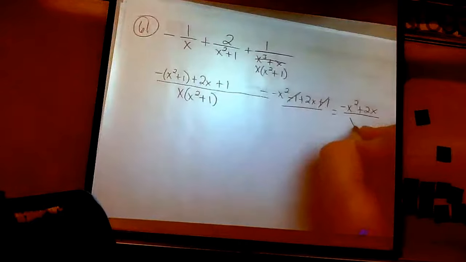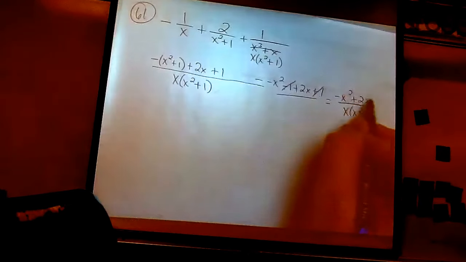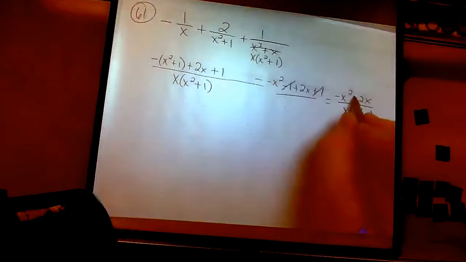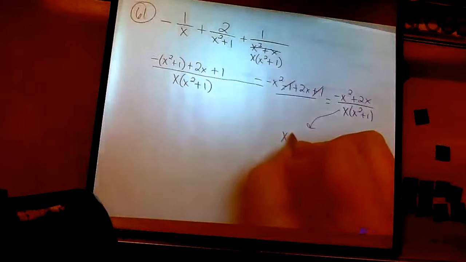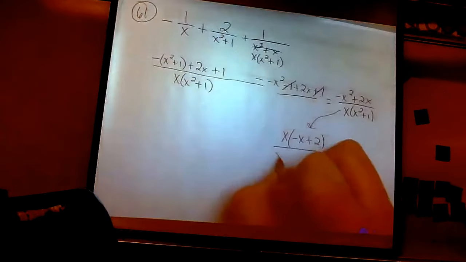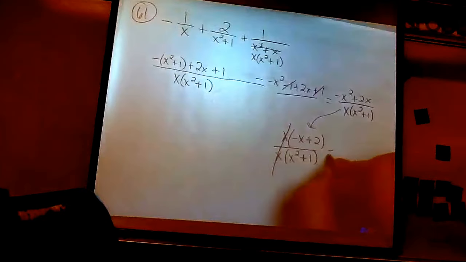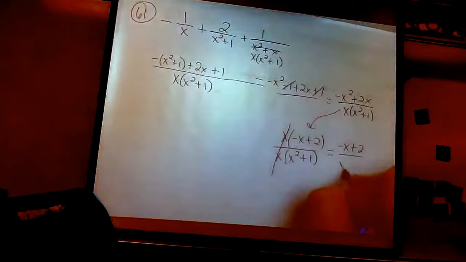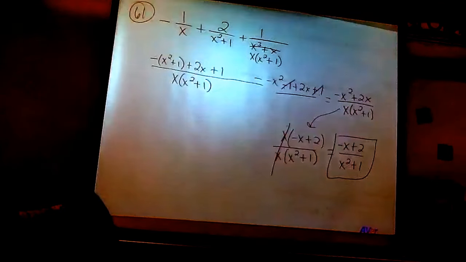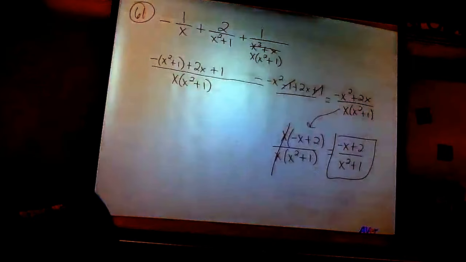I didn't write the bottom. Oh, you can go further though. If this is factorable, you should factor it. Is it factorable? Yes. Can't you pull out an x? What would that leave? X plus negative x plus 2. So what happens here? The x's are gone. So I got negative x plus 2 over x squared plus 1.